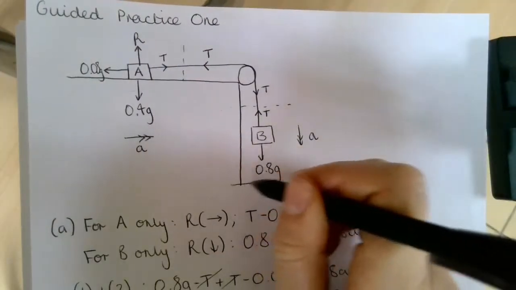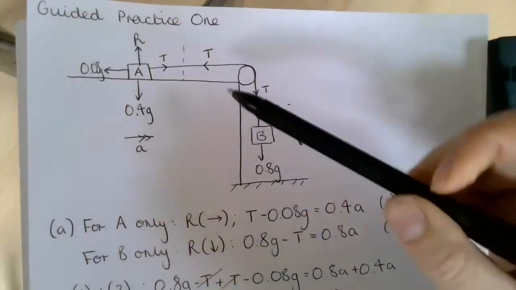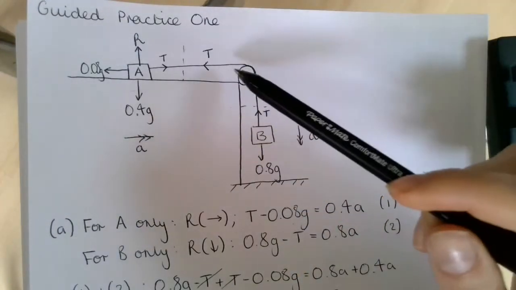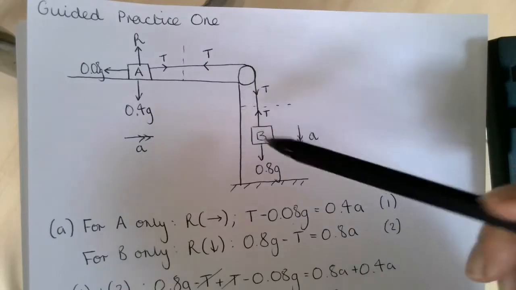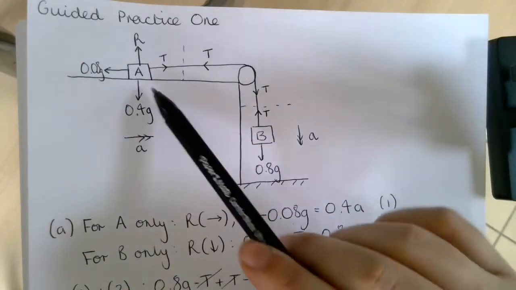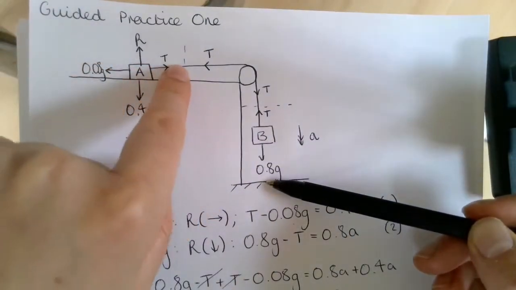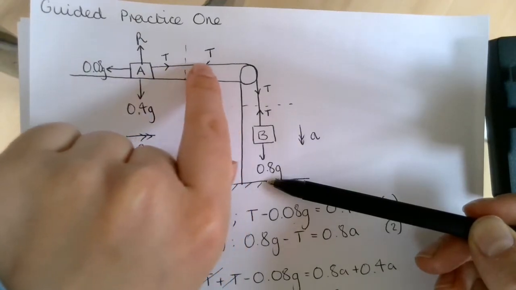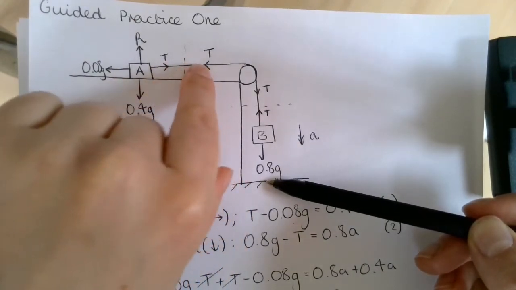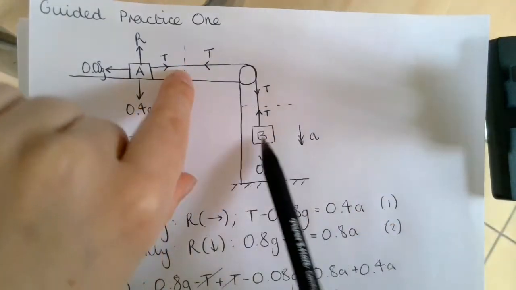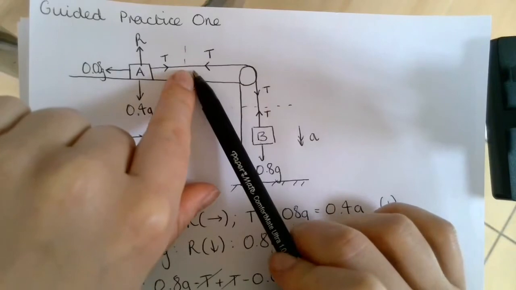For the next question, we're asked to find the total distance travelled by A before it first comes to rest. So first of all, we need to think of the system. Now, when B hits the ground, the string will go slack, so there won't be any tension in the string, and then A will start to decelerate. So B will hit the ground, the string will go slack, and then A will start to decelerate.